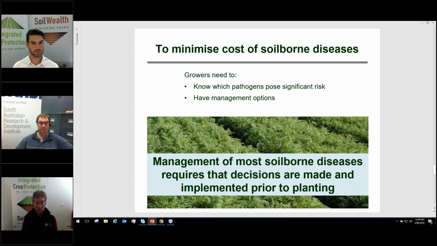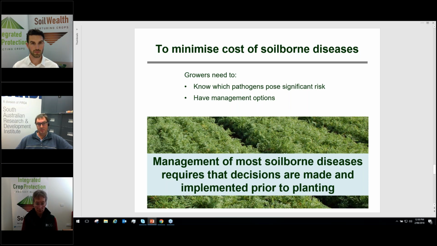Now, as I get towards the end, I'll just sum it up by saying it's very important, if you're going to minimise the cost of soilborne diseases, to know which pathogens pose a significant risk. That's something that this type of testing can assist with. As I said, none of these things are the be-all and end-all, and nothing's perfect, but it's certainly going to add some information that's quite useful. And it's information that you're better off to know than not know, I can assure you.